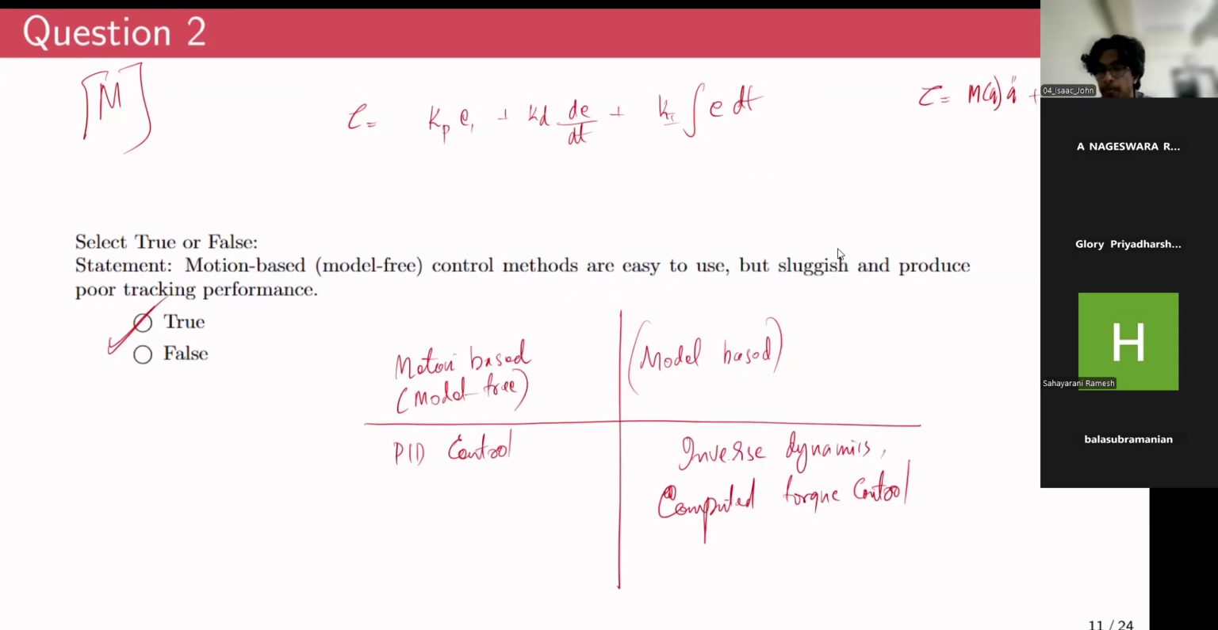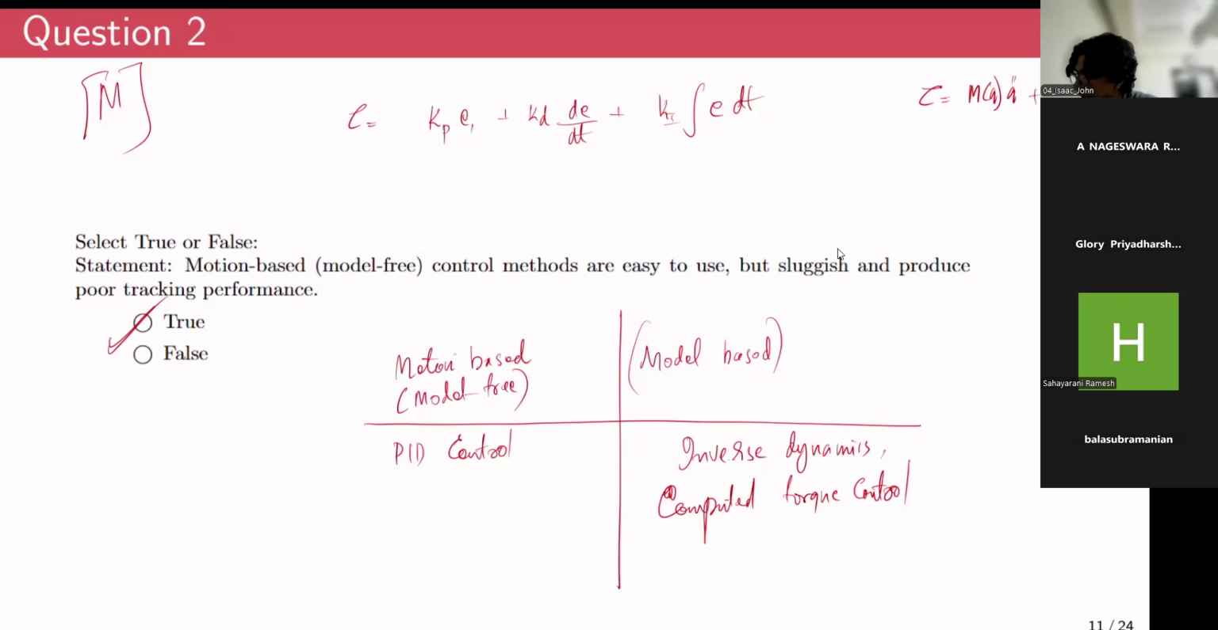Sir, I have a doubt. So you told model-based will have inverse dynamics and computed torque control. Will computed velocity control and inverse kinematics also fall under this? Yeah, true, because they also have some information about the physical model of the system, right?